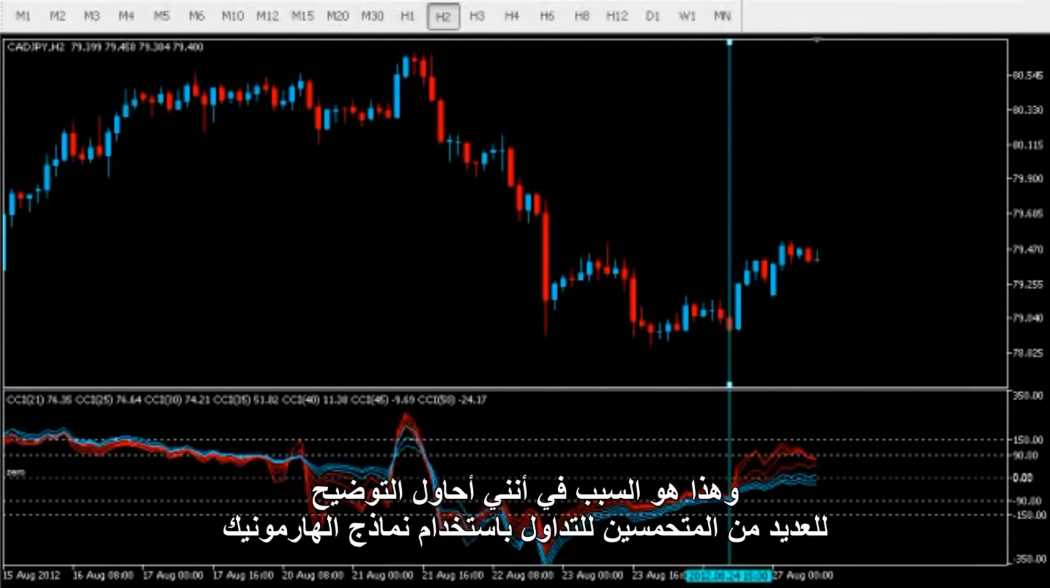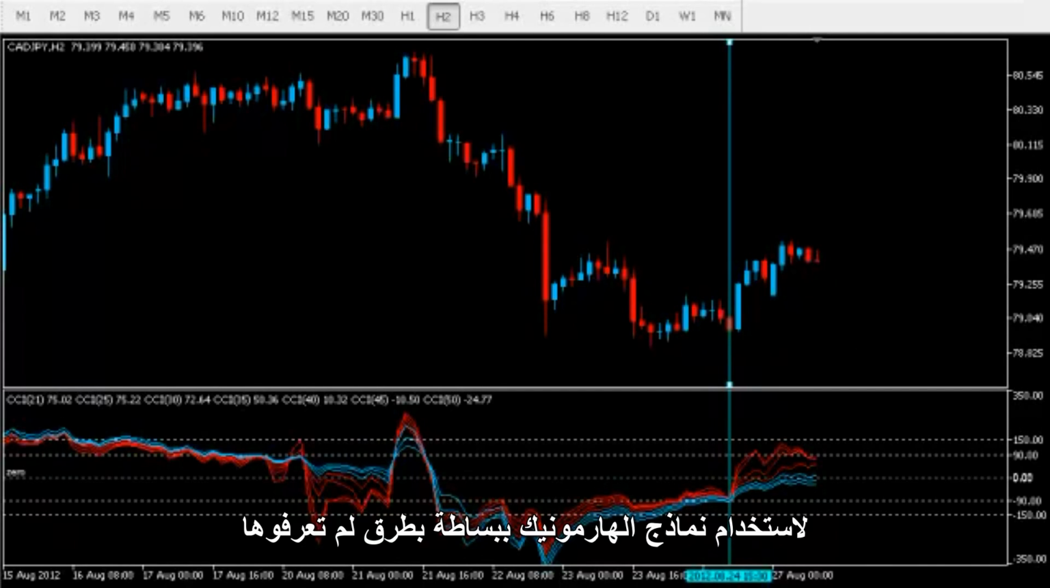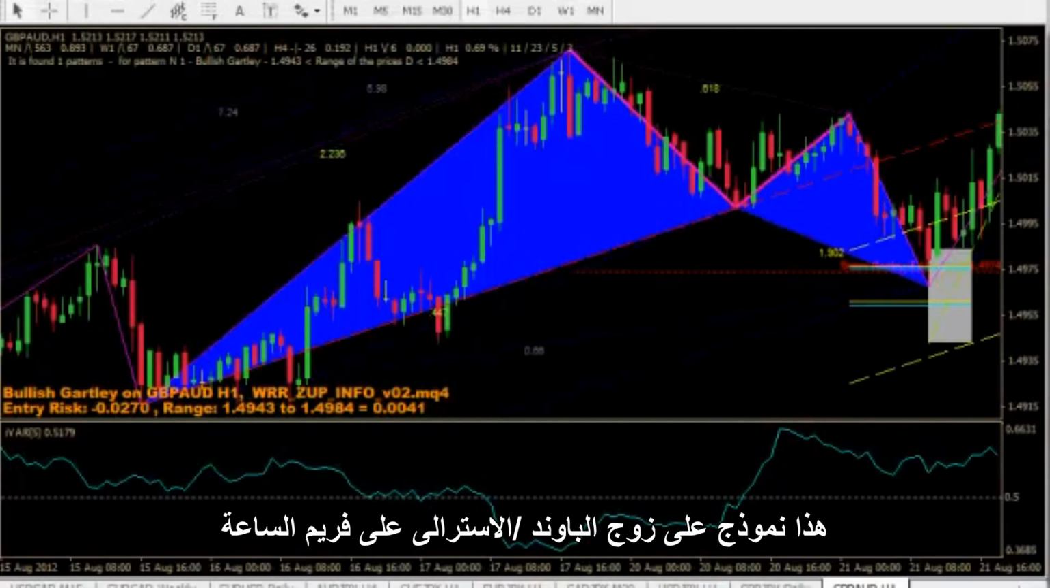And this is why I've tried to explain to many harmonic trading enthusiasts that what we're doing here is actually far beyond simply using the harmonic patterns in the way that they have been studied and cataloged. Here's a pattern on the pound Aussie on the 1 hour time frame.